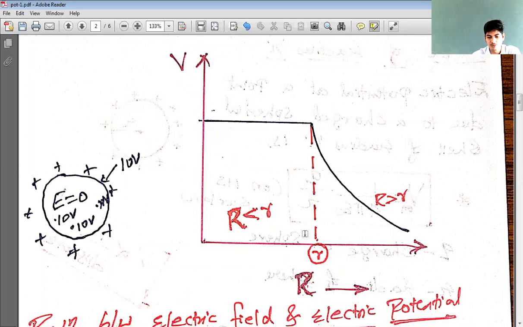From the surface of the spherical shell, ಇಲ್ಲಿಂದ if we move away from the surface of the spherical shell, what should happen to the electric potential? If we move away from the surface of the spherical shell, potential should decrease.